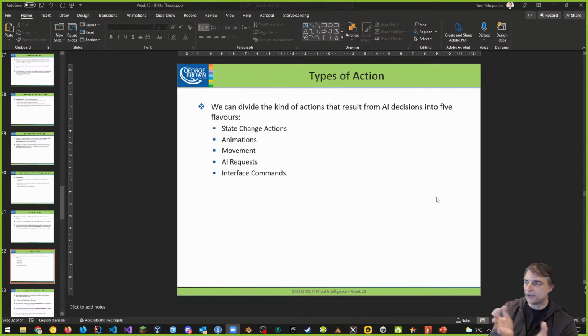So there's different types of actions. Let's talk about them. There's state change actions. That's one type. Some kind of animations. We've given you animations to play as an example. Some kind of movement in terms of steering behaviors. We talked about steering behaviors earlier on this semester. Or other AI requests. For example, maybe I want to make some other kind of decision or a sub-decision. And there might be some interface commands. Let's talk about all those different kinds of actions.